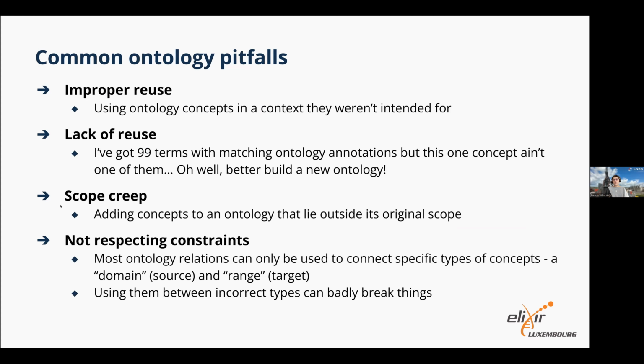So usually when somebody goes and builds a new ontology, they will have a fairly defined area that they want to work in. And then sooner or later, people start requesting terms that don't fit into that space. And sooner or later, your ontology is a department store with lots of different things in it that don't really belong there. And then the last one is a little bit more technical, but it's not respecting constraints.